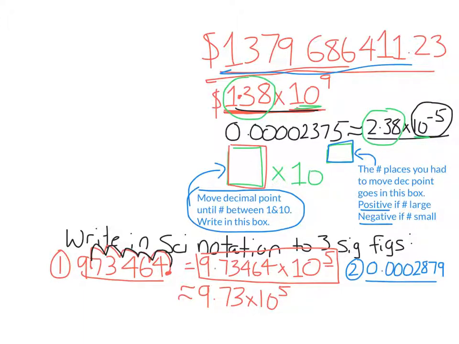So I want to make the number between 1 and 10, so I need to move the decimal point 1, 2, 3, 4 spots, and it becomes 2.879. That goes in the first box. And then because I moved the decimal point 4 spots, it would be times 10 to the power of 4. It's always times 10 to the power of something. Now, because this number was really small, the power is actually negative.